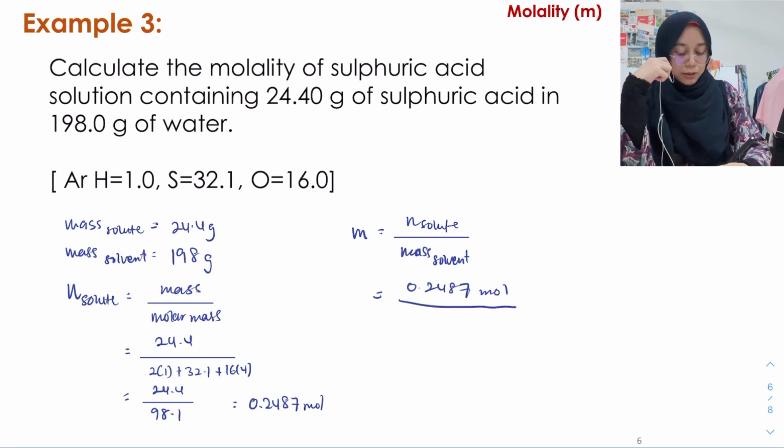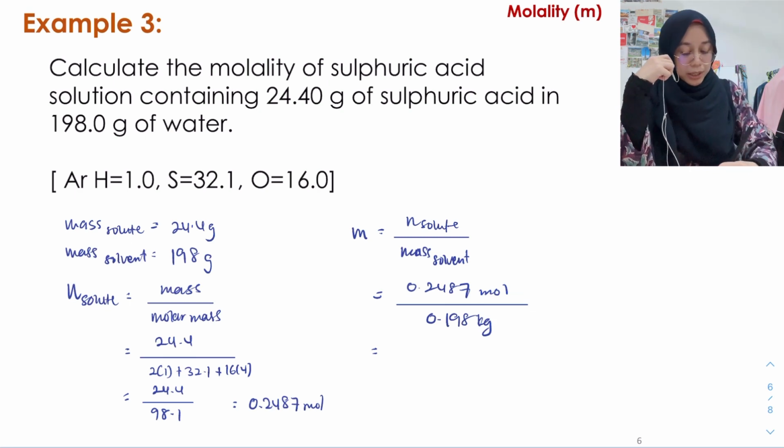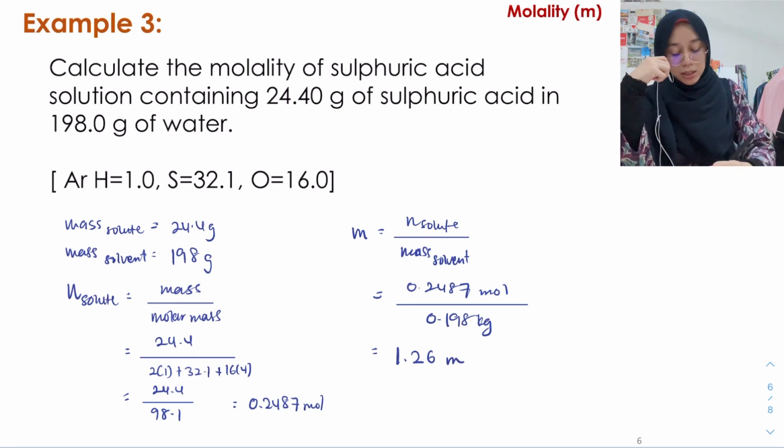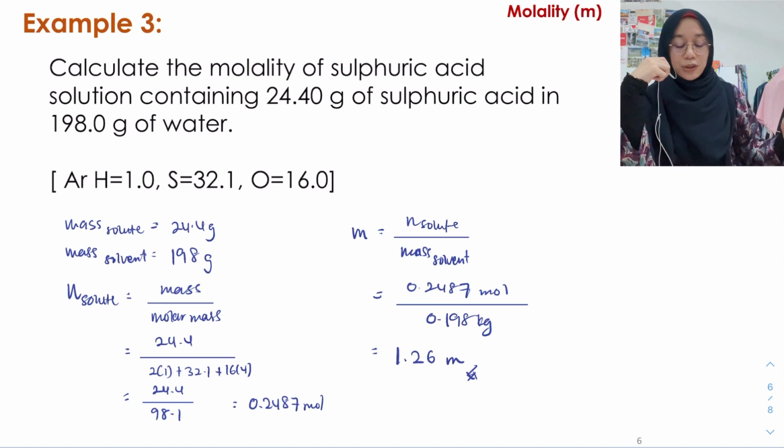Now we just put it into our molality formula, divided by 0.198 kilogram. Don't forget to convert it. So the molality you get is 1.26 M. I just leave it as M there. Miss just wants to give another example in terms of the unit there, so if you want to leave it as M, that's okay too.